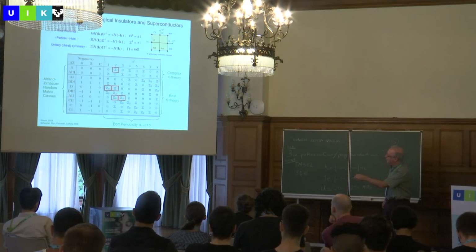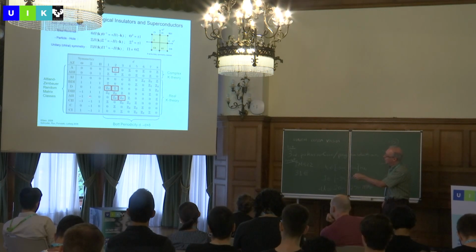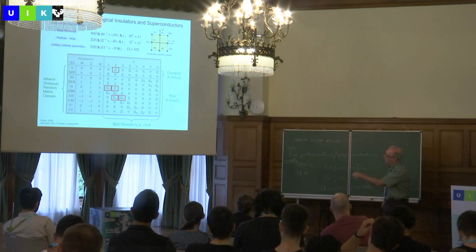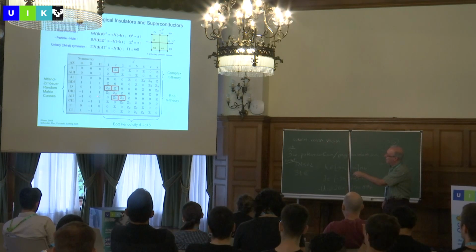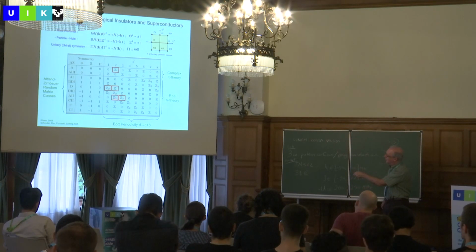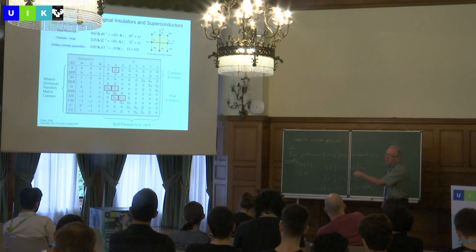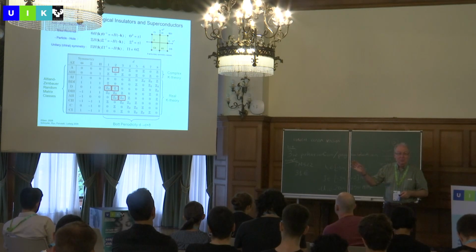So we've met a number of these states. Class AII is the class where you have time reversal symmetry that squares to -1, and the 0 means there's no particle-hole symmetry, no unitary chiral symmetry. So in 2 dimensions you have a Z2 topological insulator. In 3 dimensions you have a Z2 topological insulator. In 4 dimensions you have an integer, the second Chern number.